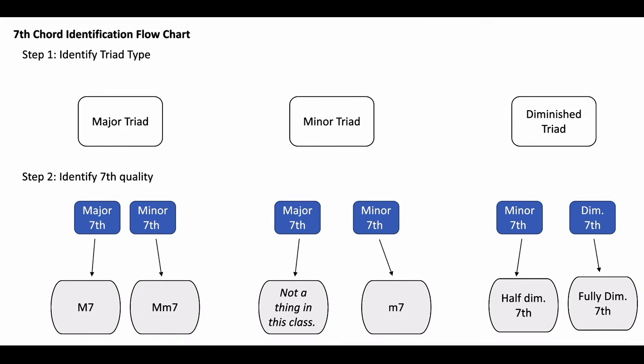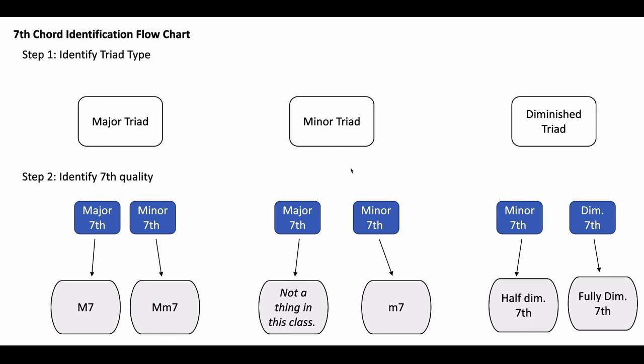I'm kind of a chart person, so let's take a look at another way we can think about identifying and writing our seventh chords. Now, you can always think about the seventh first and then the triad, but this is just the way I like to do it. So think about it whichever way works for you. So shown here, if we have a major triad, then we need to next identify the quality of the seventh. If we have a major seventh, we're dealing with a major seventh chord. If we have a minor seventh, we're dealing with a major minor seventh, also known as a dominant seventh chord.